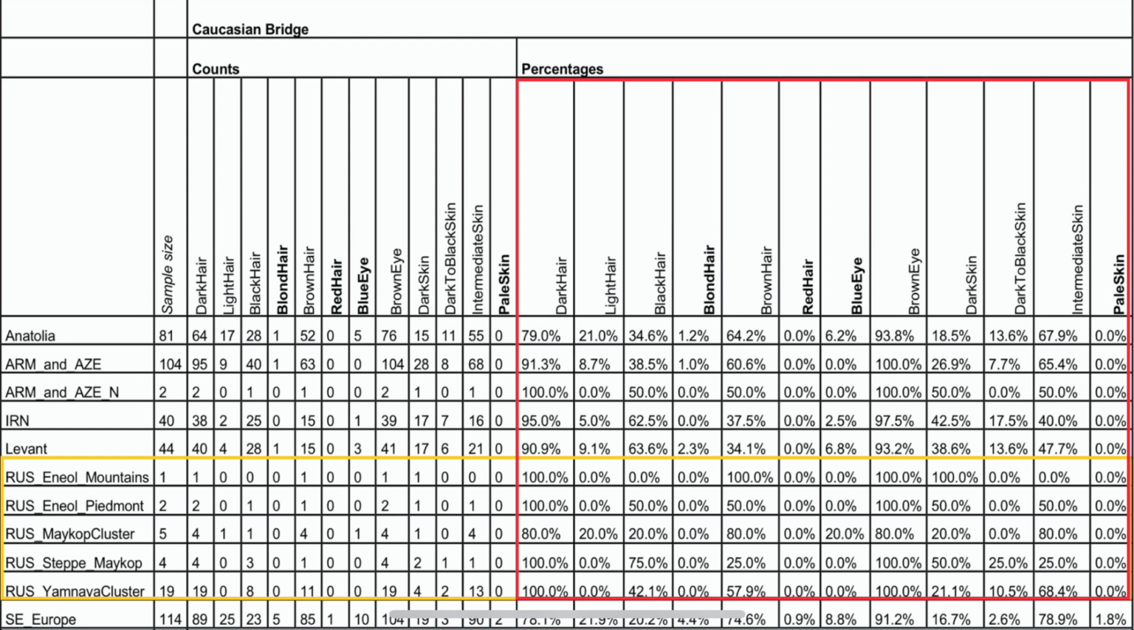Proto-Indo-Europeans, the earliest Indo-European people, were not pale skinned. Proto-Indo-Europeans either would have had dark skin, dark to black skin, or intermediate skin. Proto-Indo-Europeans also would have typically had dark hair, black hair, and brown hair. They only would have had around 20% of light hair, but 0% blonde hair and 0% red hair. As for the eye color, they typically would have had brown eyes compared to blue eyes. So with that being said, Proto-Indo-Europeans, the first Indo-European people, would have typically been dark featured, having dark skin, dark eyes, and dark hair.